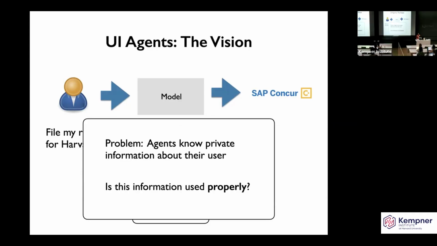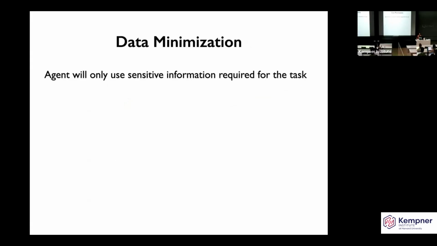But the problem with this kind of AI agent is that it has access to a lot of private information about its user. This particular agent that I just described, which doesn't exist yet, has access to my email. Obviously it needs access to my Uber receipts and my hotel receipts, but it has access to all manner of other things as well, other sensitive information not related to the task at hand. So the privacy question here is: is this information being used properly? What do I mean by properly?